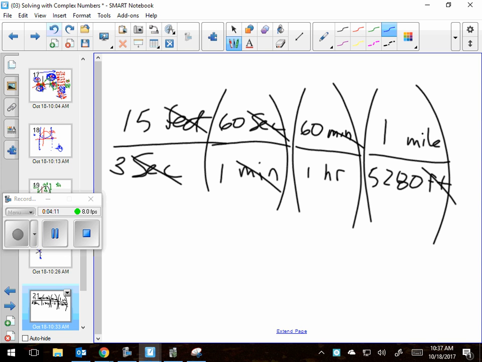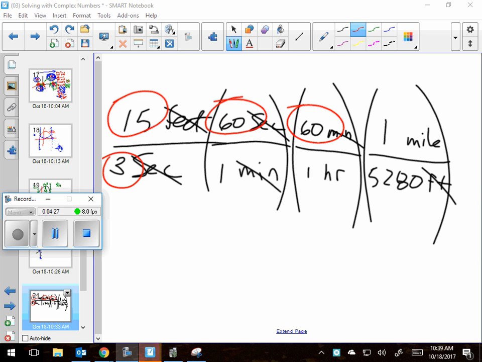I'm going to pause for a minute while you figure it out. Did you get a number? By now you should have a number. Okay, if you don't know what to do, all you have to do is 15 times 60 times 60. And then on the bottom you go 3 times, do I really need to times by 1 times 1? No. And then times by 5,280. And then I've got a number on the top and a number on the bottom, and then I divide them. What did you get?